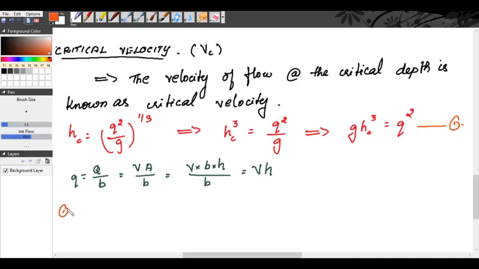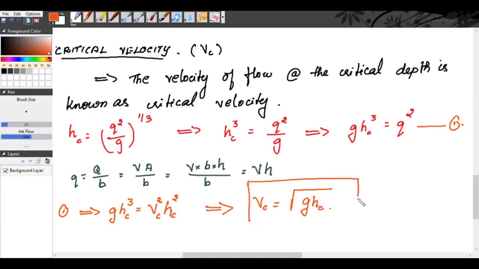Okay, so from equation 1 you get g into Hc cube is equal to, Q is replaced by VH. So Q square is equal to V square H square. V is replaced by Vc, H is replaced by Hc in order to show this as critical depth. So from which we get Vc is equal to square root of g into Hc. You can cancel this 3, this 2. So we get Vc is equal to square root of g into Hc. This is called the critical velocity.